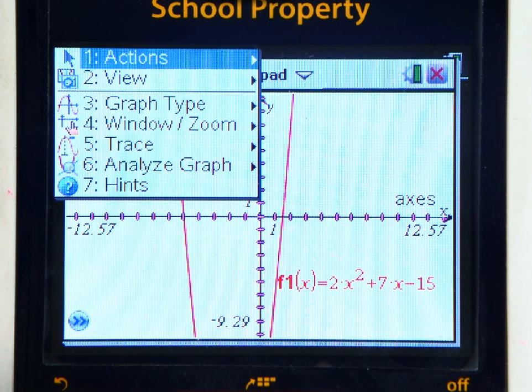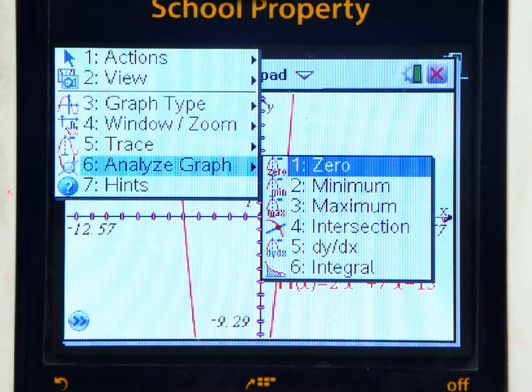So I'm going to press menu. Anytime I want the calculator to do something for me, I press menu, and then probably I'm going to analyze the graph. Now, which one of these do we want? Zero. Remember that the words for solution are like 0, x-intercept, root, solution. Okay? 0 on the calculator is the same as x-intercept, is the same as solution. So that's the one that we want. So go ahead and click on that one.